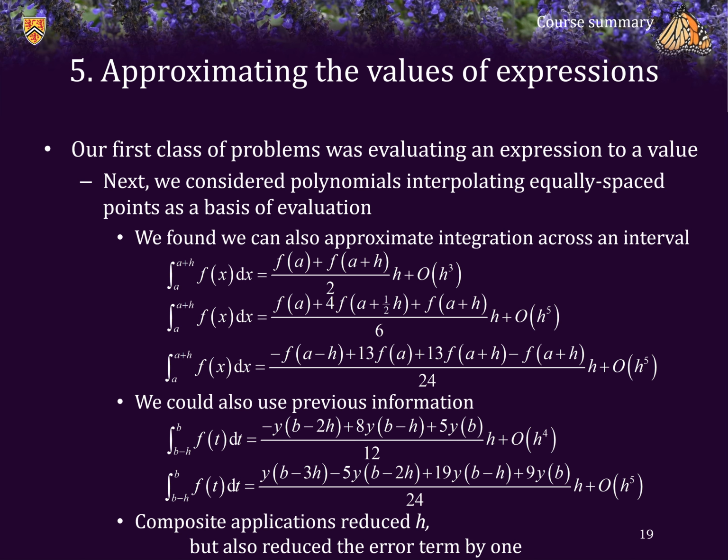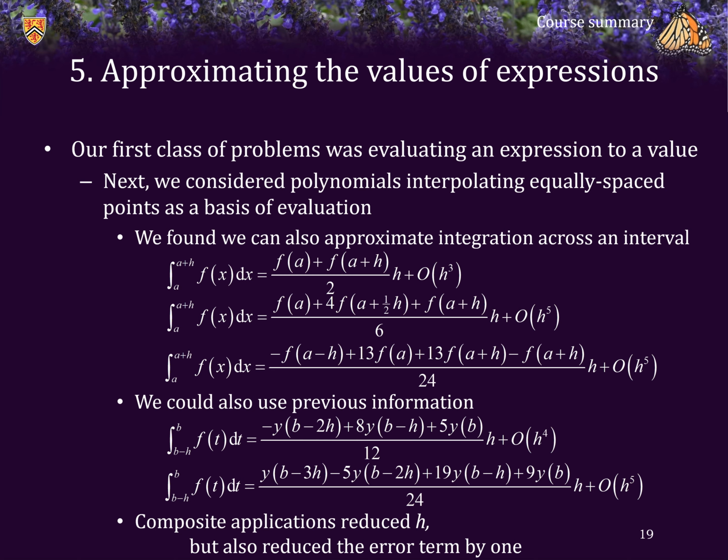Finally, we saw that we could use these algorithms over and over again, or composite applications of these algorithms. What this allowed us to do was reduce the size of h and therefore reduce the error. But we saw in every single case, interestingly enough, that the error term was reduced by 1. So an order h to the 5th formula was reduced to an order h to the 4 formula.